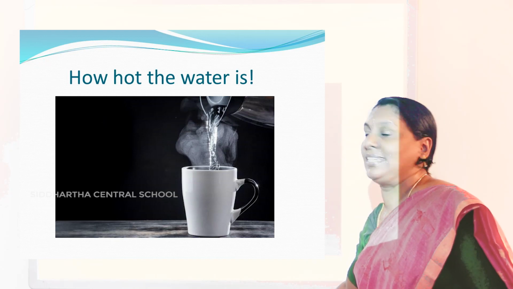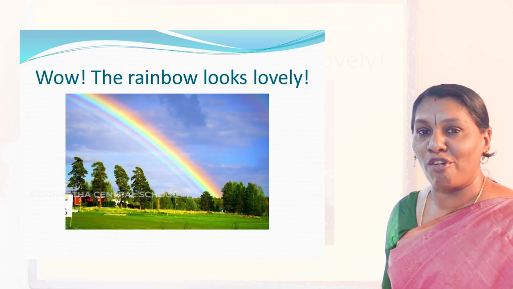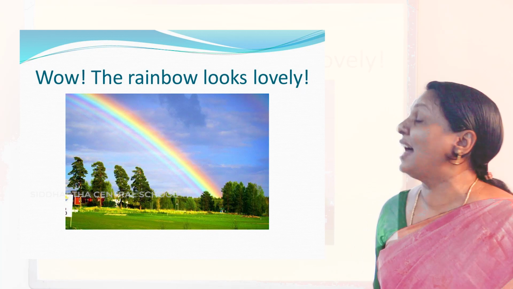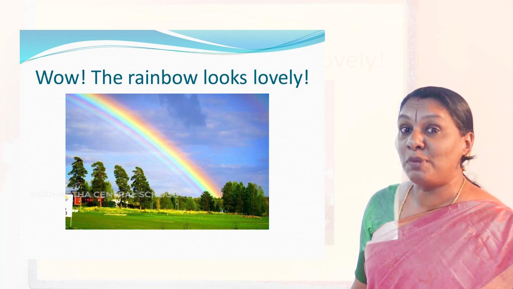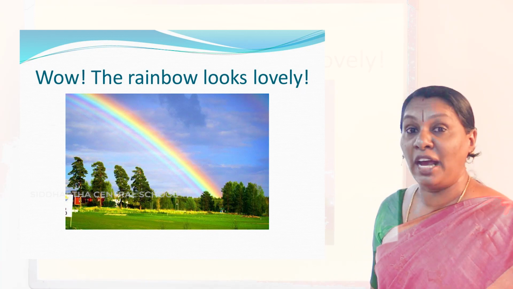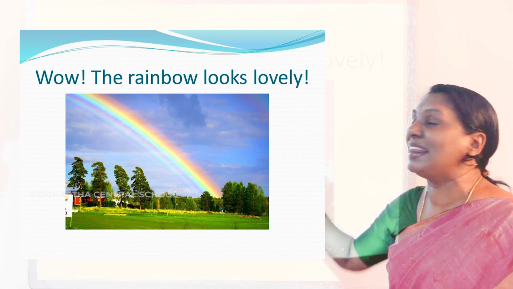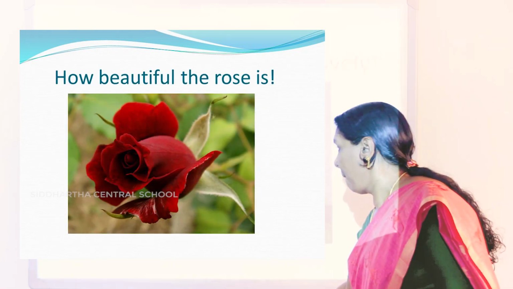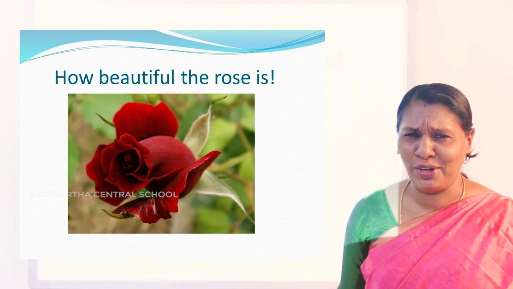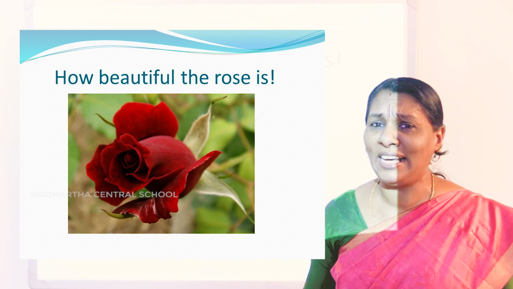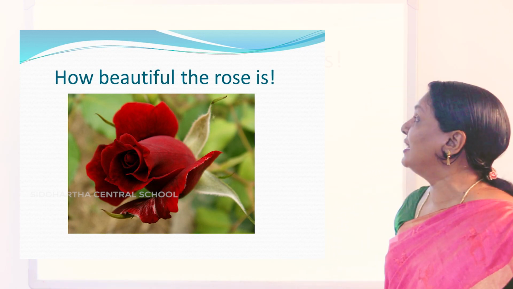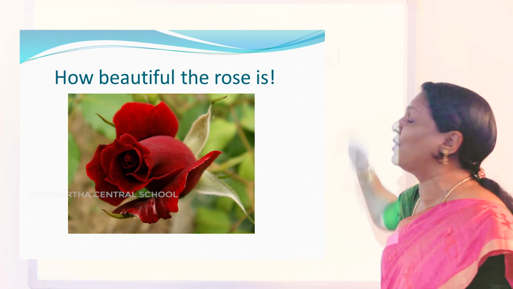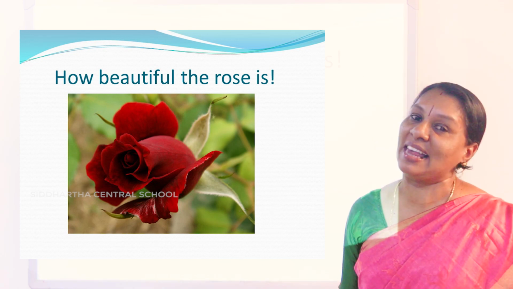Let us see the next example. Look at this, wow, rainbow, which is very beautiful. You really love rainbows, no? I too. See, how will you express your feeling? Wow, the rainbow looks lovely! And at the end, I have used an exclamation mark. Look at the rose, red rose, very beautiful. You all like it, no? Especially the girls. See how you express it? How beautiful the rose is! Here also, I have used an exclamation mark at the end.